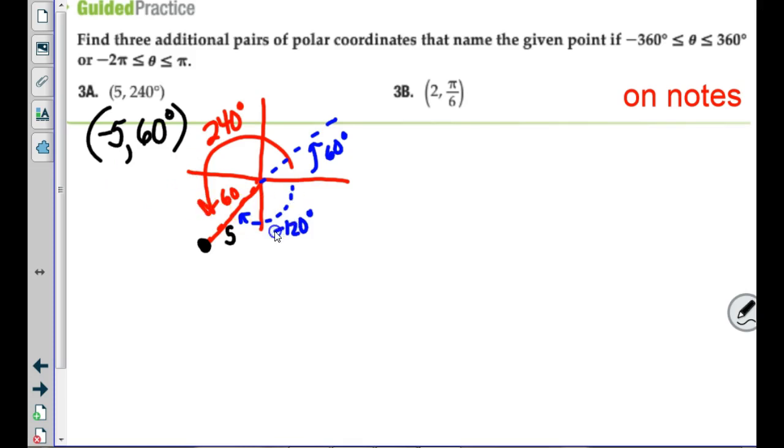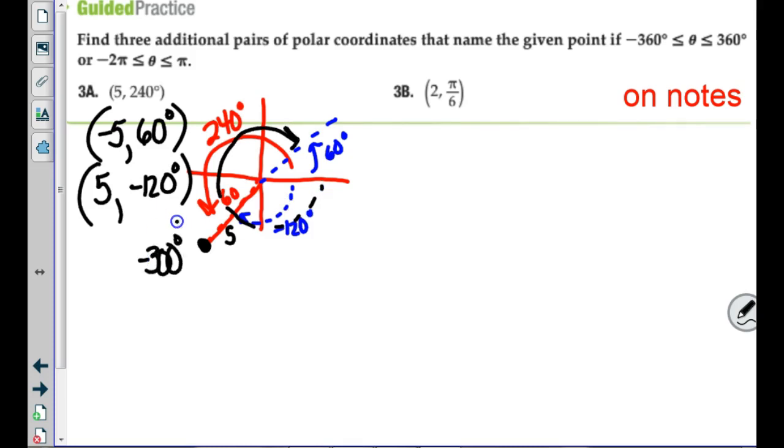Okay, so we rotated negative 120 and went out positive 5. What are we missing? The negative negative? Okay, so this one isn't really on the picture yet. If we had to rotate all the way around to here, nice, negative 300, and then we would do what? Back up 5. Good job.